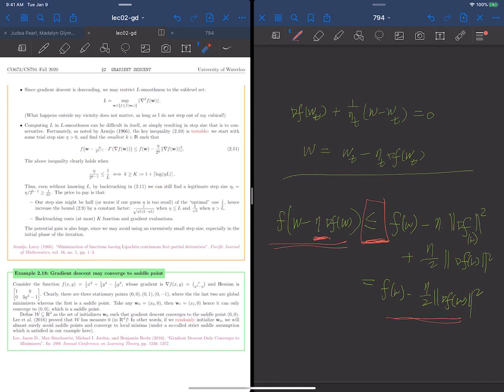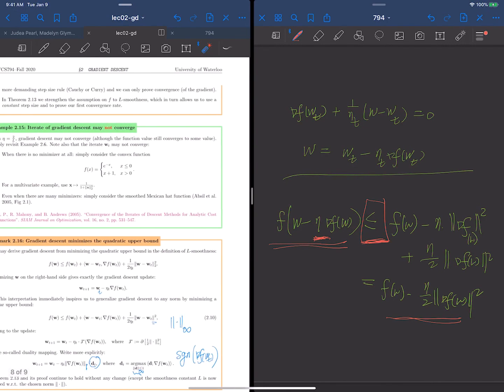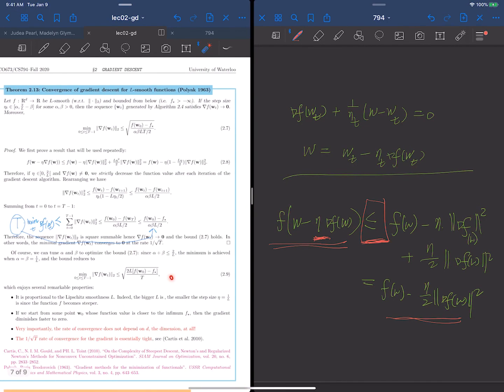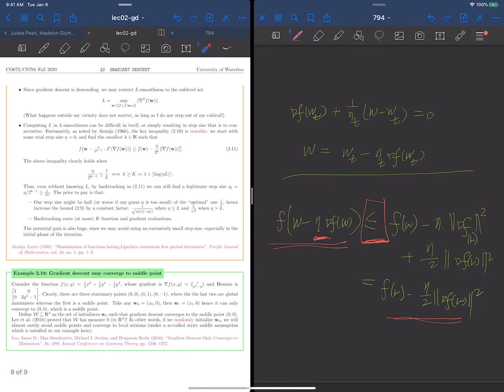The implication of doing backtracking is that first, we may increase the bound in our convergence proof. Now, if we go back to the bound here, this is the optimal bound when we choose the step size optimally. But if we do not choose the step size optimally, we're going to worsen the bound by a constant factor. No big deal. You might be slower by 3 times or 4 times, right? We don't really care much about the constant for now.